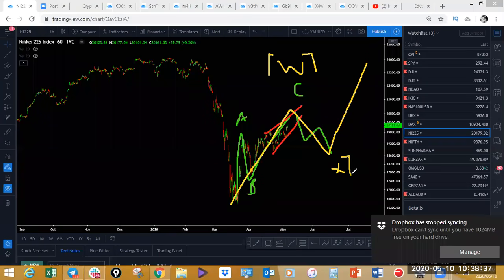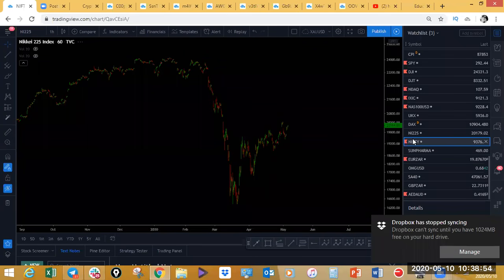So this is indicative of a continuation move to the upside on the indices, WXY. Okay. Not very clear, but that's what we're going to be looking for. A bit of a continuation to the upside, a pullback, and continuation to the upside. That is the Nikkei. NIFTY.